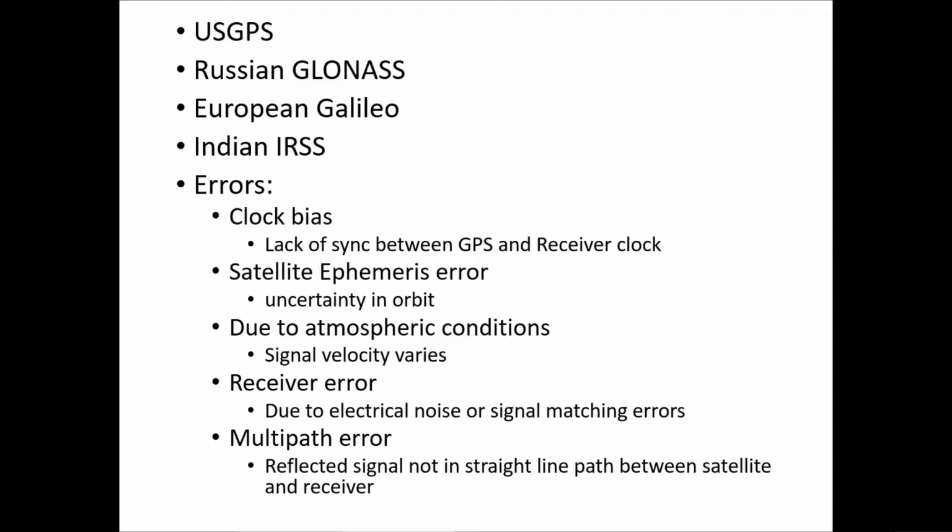That's also possible. Then, due to noise, signal matching errors or electrical noise, there can be some error in the receiver as well. Then multipath error: sometimes the reflected signal might not follow a straight line path between the satellite and the receiver, and that error is called multipath error. All these errors have to be taken into consideration when you are pinpointing the exact location, most importantly for reference data. Clear?